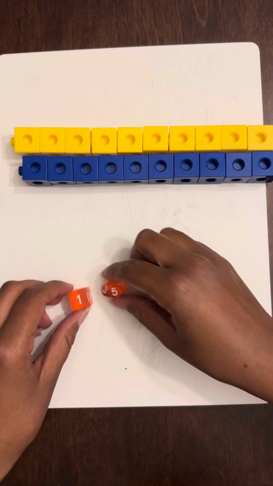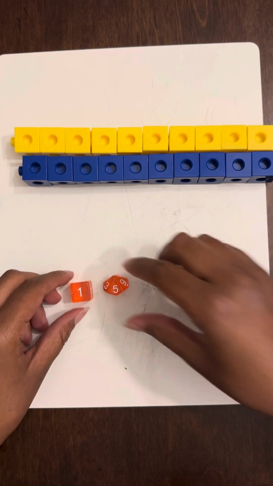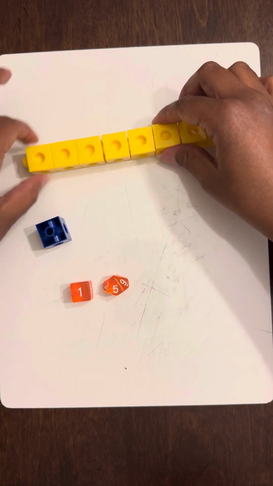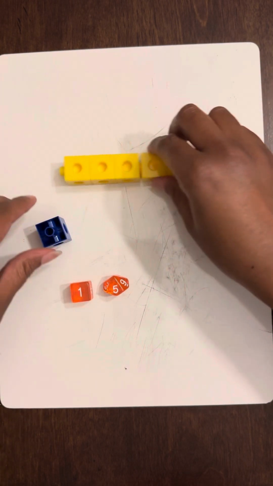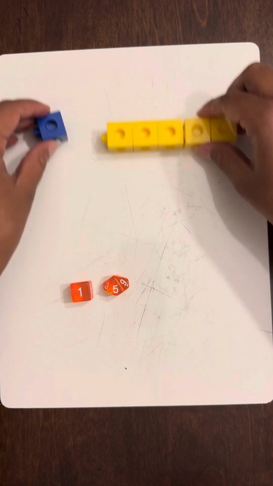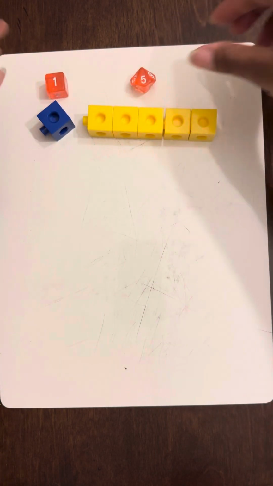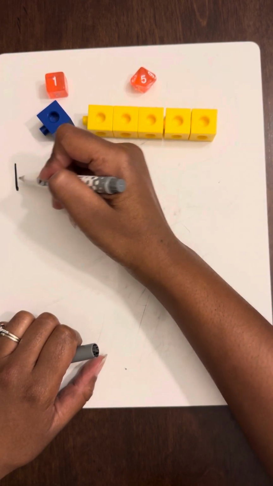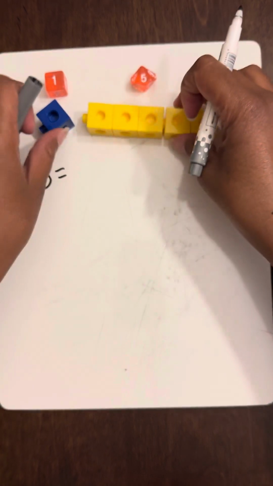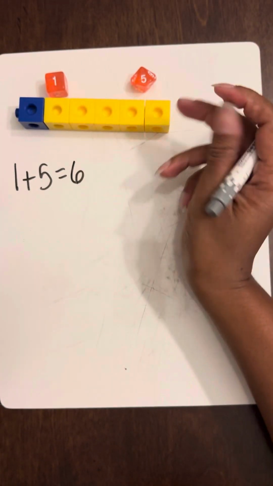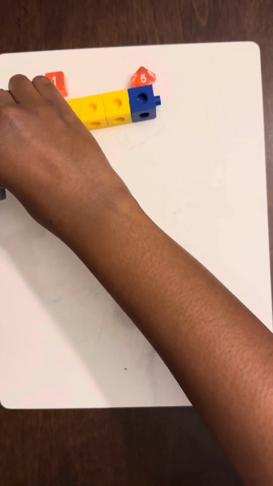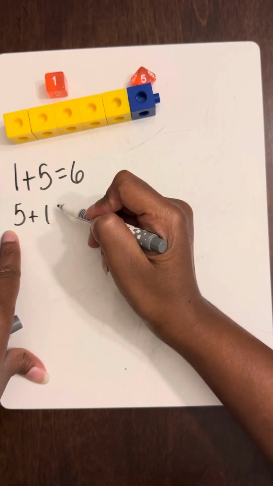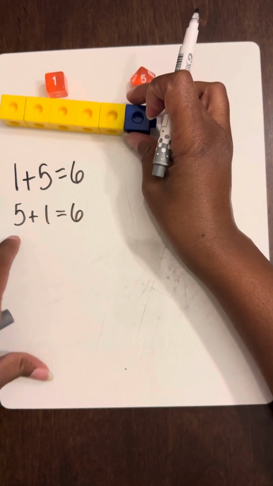if I roll a 1 and a 5. So I will use 1 blue cube and 1, 2, 3, 4, 5 yellow cubes. I will put the others out of the way, okay? So right now, I could write down my first related fact for this visual as 1 plus 5. And 1 plus 5 is 6, okay? My other fact, using the same 2 add-ins, 5 plus 1 equals a sum of 6 as well.